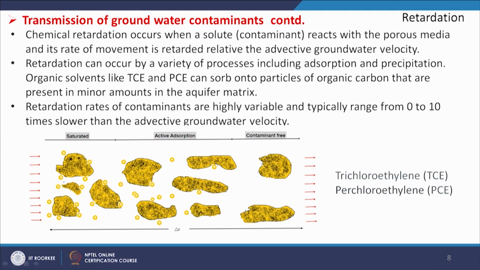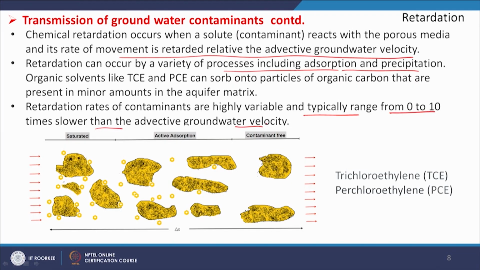Chemical retardation occurs when a solute reacts with the porous media and its rate of movement is retarded relative to the advective groundwater velocity, and retardation can occur by a variety of processes including adsorption and precipitation. Retardation rates of contaminants are likely variable and typically range from 0 to 10 times slower than the advective groundwater velocity.